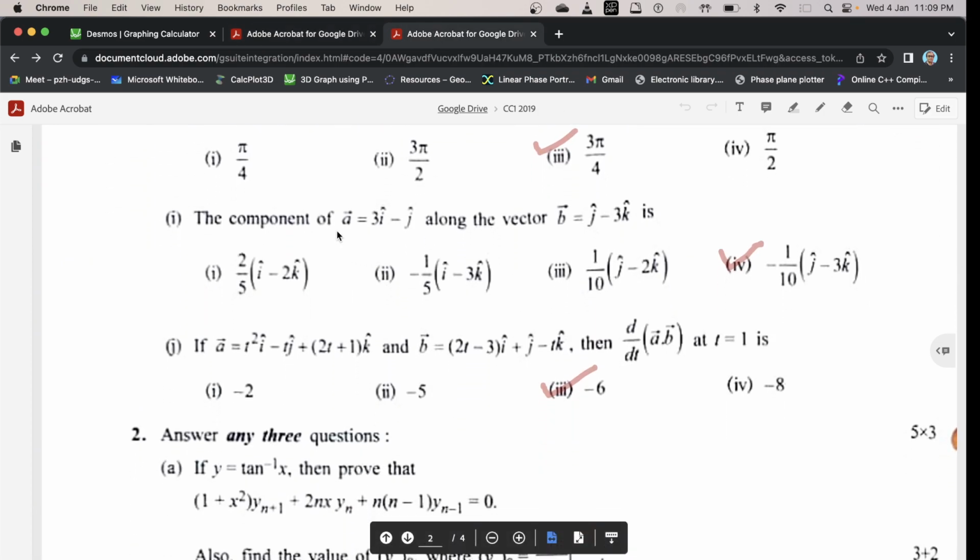The component of the vector A equal to 3i cap minus j cap along the vector B equal to j cap minus 3k cap: the correct option is 4, minus 1 by 10 times (j cap minus 3k cap).